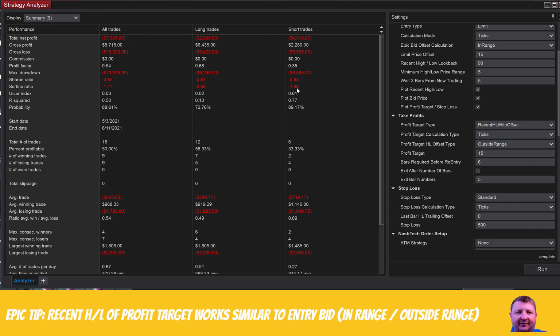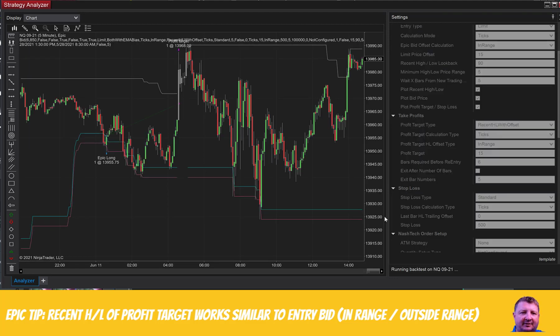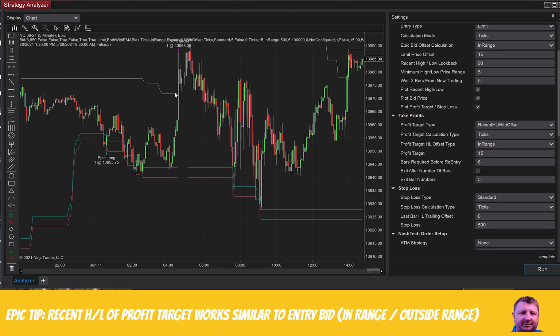But you get the idea, and if you look at the chart itself, then you would see, okay, this is where that exited. The profit was just above. So you're looking at a profit 15 ticks outside of the high. So it went up here. If we were to look at 15 ticks inside, you're going to see the profit target down here, 15 ticks below the high. So that's what recent high-low as a profit target is going to set.